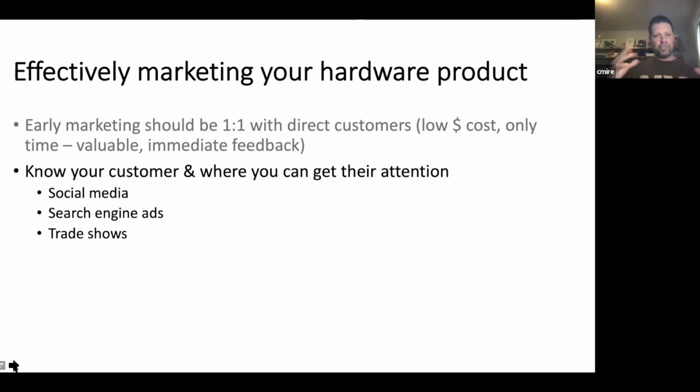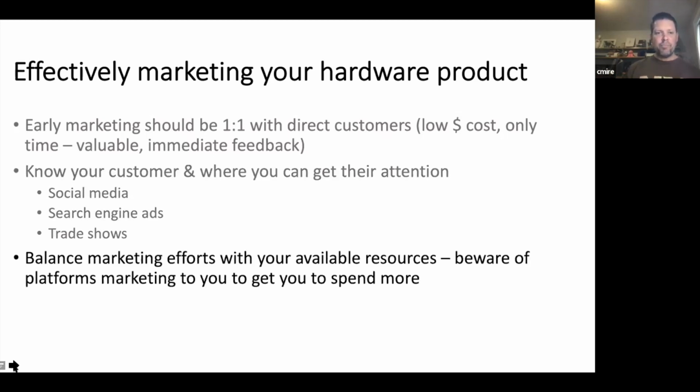So you want to grow this customer base. Social media is one place where you can get the attention of customers, depending on the market you're after and the demographics and all that stuff. Search engine ads are very valuable as well. My company used those. And then, of course, trade shows. Those are all valid ways to get your product in front of customers, and build those sales conversations.